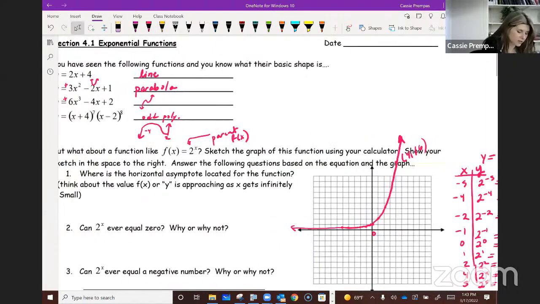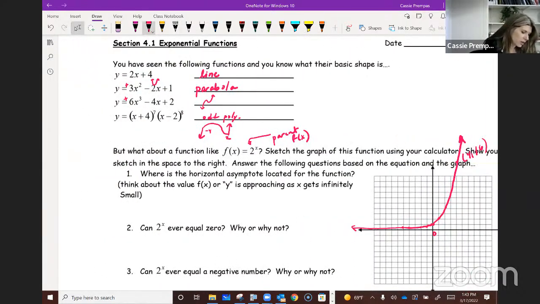Okay, now that I have this, let's answer these questions. Where would be the horizontal asymptote for this function? In other words, think about what values the actual function, or you could say y equals. So what values is y approaching as x gets infinitely small? So as x gets smaller and smaller, remember, if it was like -10, then your value that comes out for y would be 1 over 2 to the 10th.